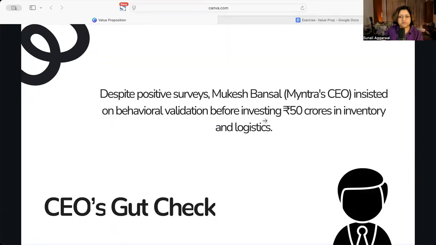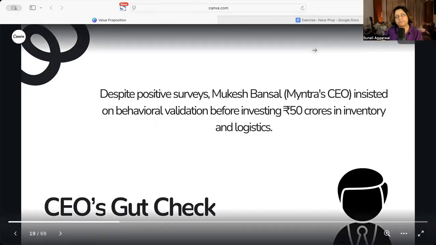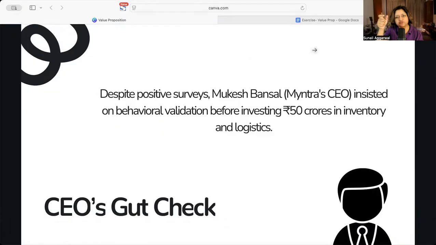Despite positive surveys, Mukesh Bansal, Myntra CEO, insisted on behavioral validation before they invest 50 crores in inventory and logistics. So this is where, remember, we spoke about intuition and data. 50% intuition, 50% data, or sometimes more data, less intuition, sometimes more intuition, less data. This is where that really matters.